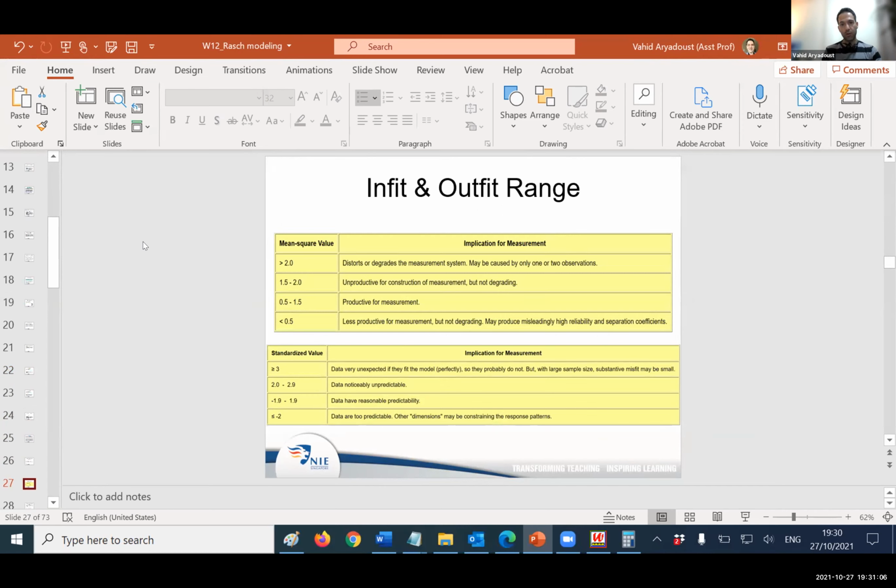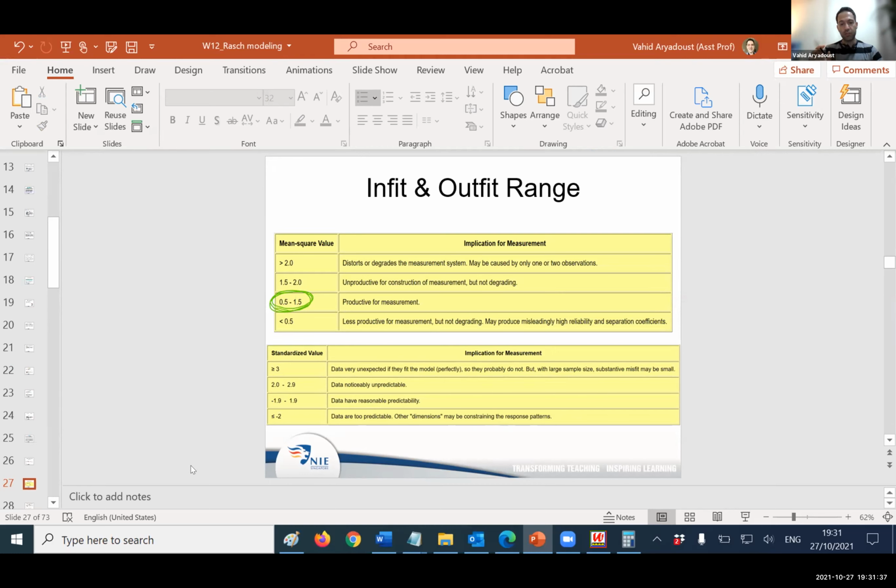So for infit and outfit mean square values, the best thing to happen is that they are between 0.5 and 1.5. A good analogy is that if they're between 0.5 and 1.5, you hear music. What comes from the data is music, meaning that you can make sense of it, meaning that it's accurate. Everything is more or less in place.